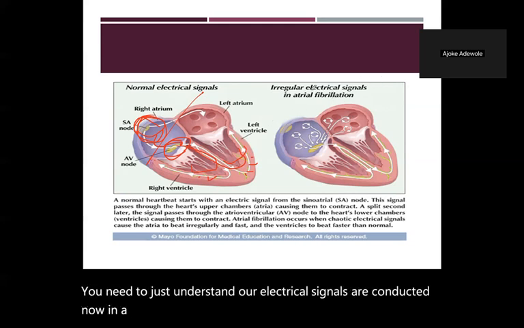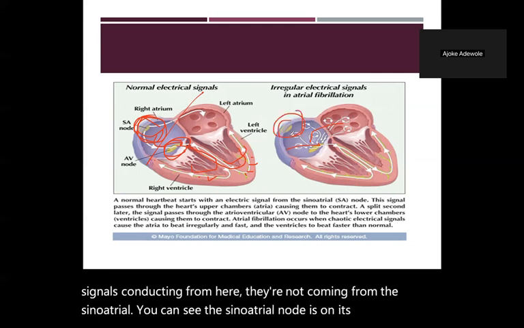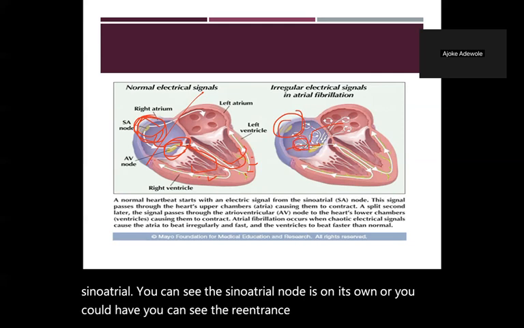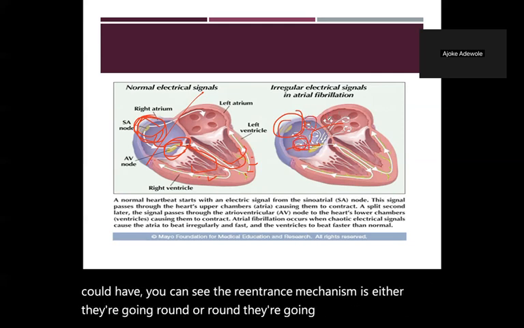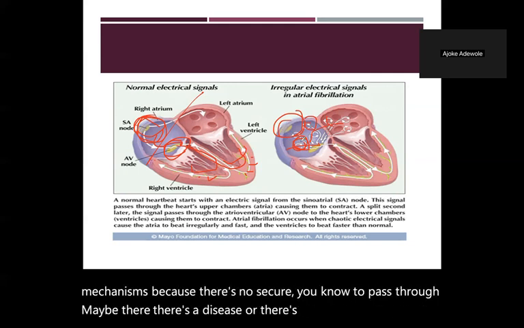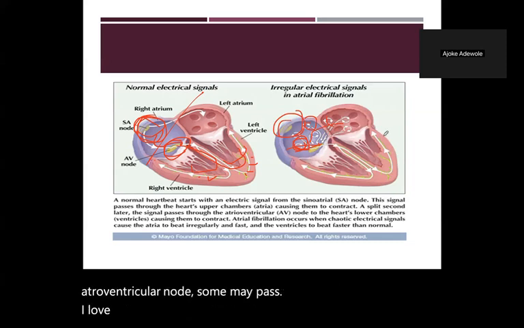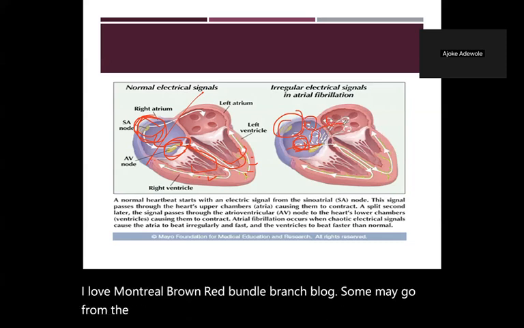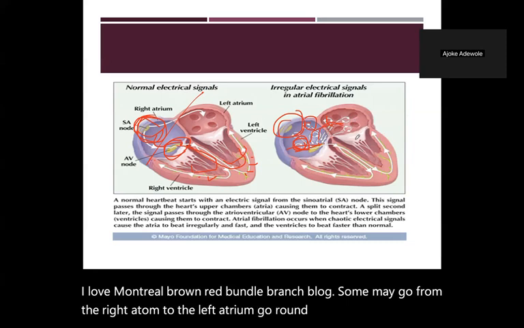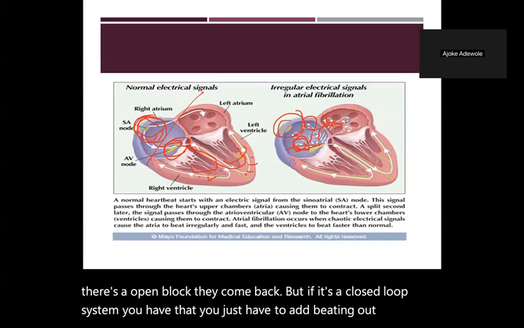Now, in irregular electrical signals, what you have here is the signals conducting from here. They're not coming from the sinoatrial node. You can see the sinoatrial node is on its own, or you could see the reentrant mechanism, where they're going round and round because there's no circuit to pass through. Maybe there's a disease or there's a blockade. So they're going round and round. Some may pass through the atrioventricular node. Some may pass through the left bundle branch, right bundle branch. Some may go from the right atrium to the left atrium, go round and round. If they are lucky, there's an open block, they come back. But if it's a closed loop system, you just have the heart beating out of sync, don't you?